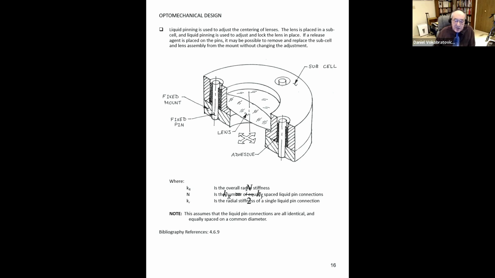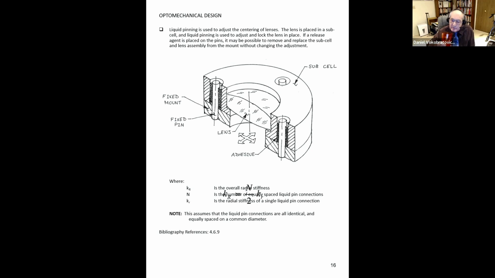The stiffness of this is simply equivalent to N/2 times the stiffness of a single liquid pin connection, where N is the number of equally spaced liquid pins. You can use as many as you want. I've mounted large lens assemblies with as many as 18 liquid pin connections. So you can get almost any arbitrary level of stiffness you want with this methodology.